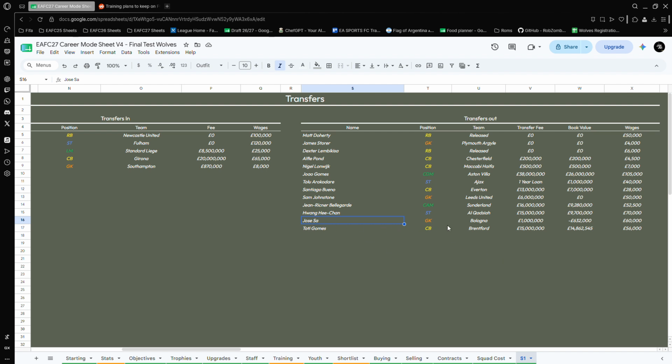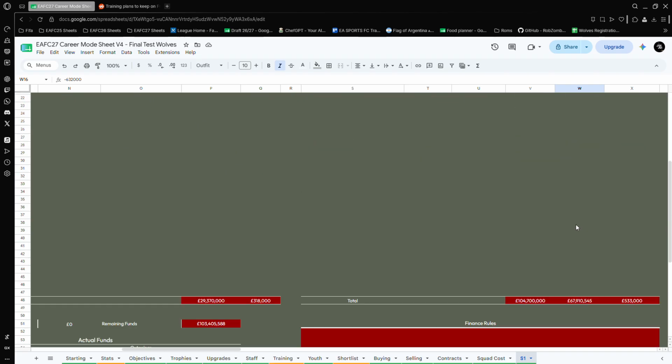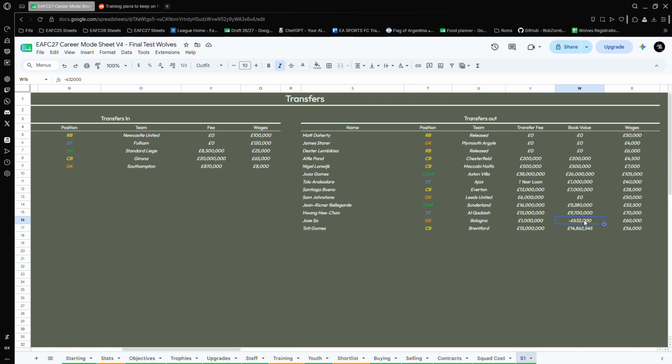Jose Sarr, at the time when I sold him, he only had 1 year left in his contract, so his value was like bottom. I managed to get £1 million for him. But on the squad cost ratio, even though he'd had a couple of contracts and some of the money had been taken off, he still actually owed 1.6 million on the book value. So by selling him for 1 million, I actually get minus 632,000. And what that does is take it off your revenue. So it was actually a bad thing for me to sell him, especially at cost.